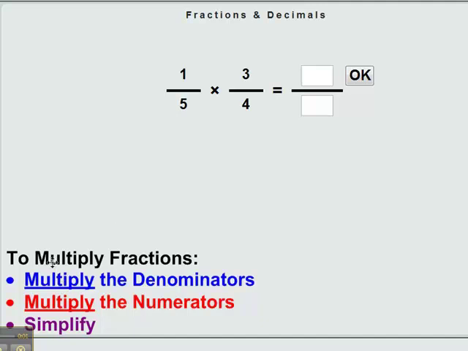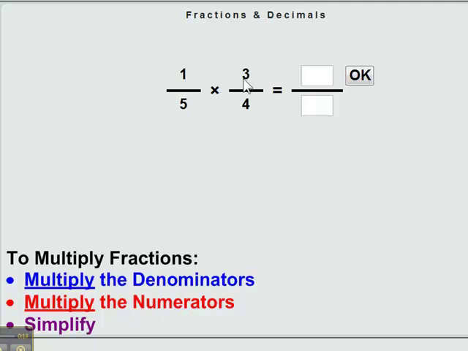This lesson is on how to multiply fractions. To multiply fractions, multiply the denominators, then multiply the numerators, then simplify. Let's look at this example here.